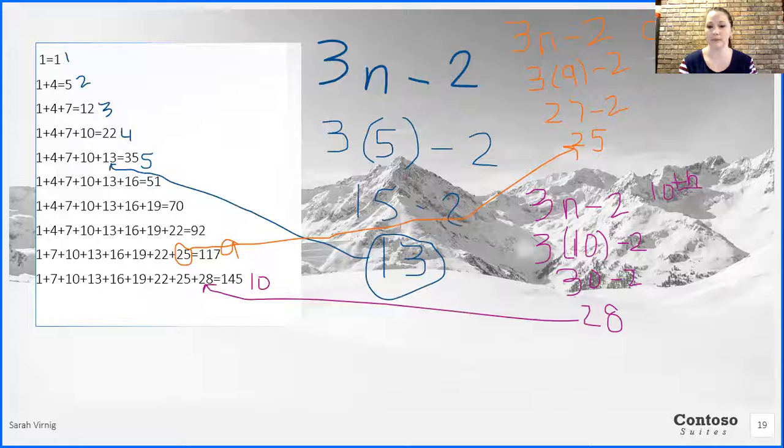Okay, let's do the same thing to find our 10th term. 3n minus 2. 3 times 10 is 30, so minus 2 is 28. So on our 10th term, our number is 28, giving us a total of 145.